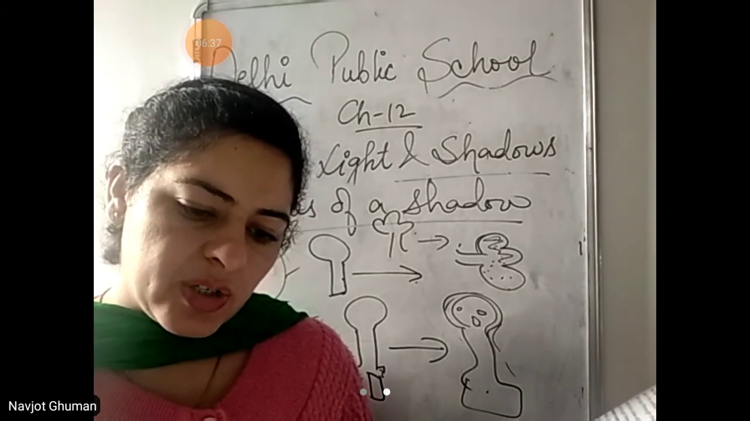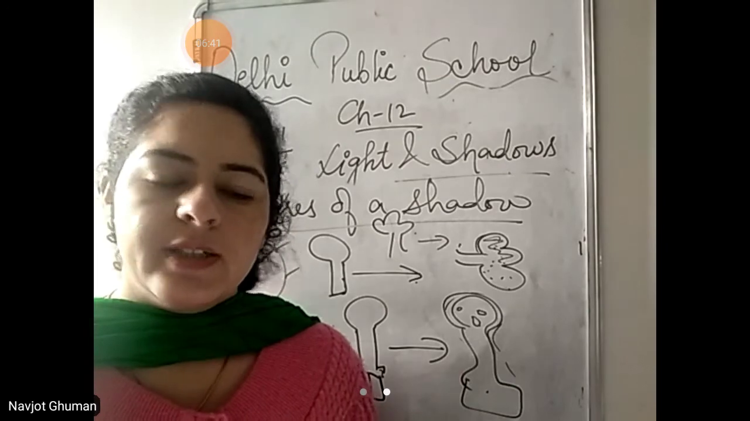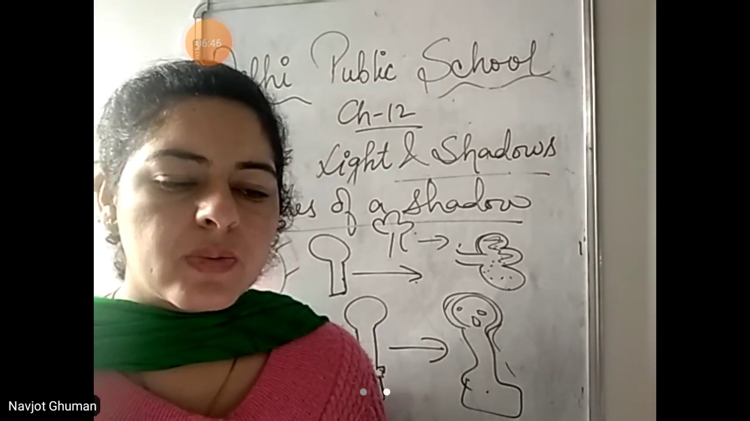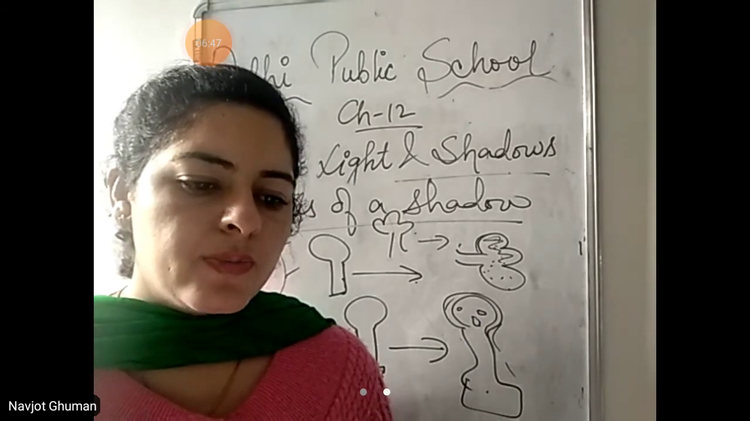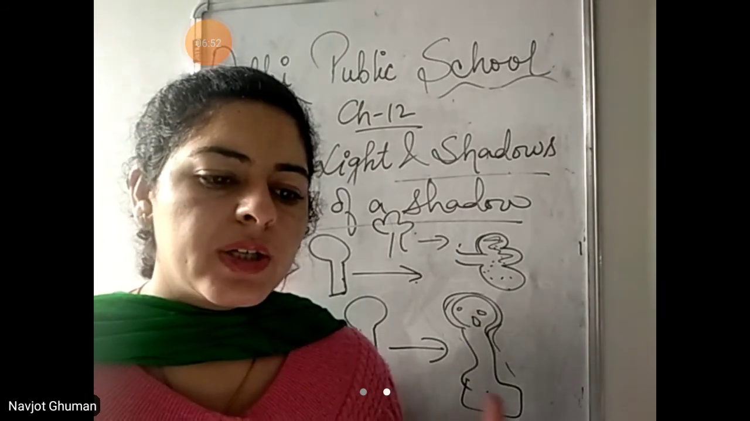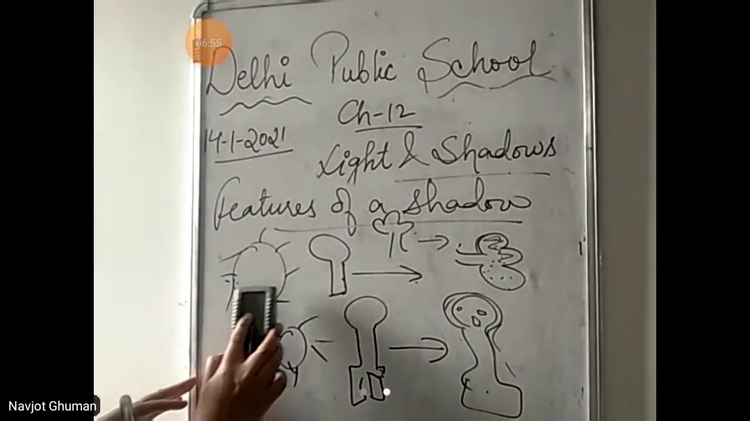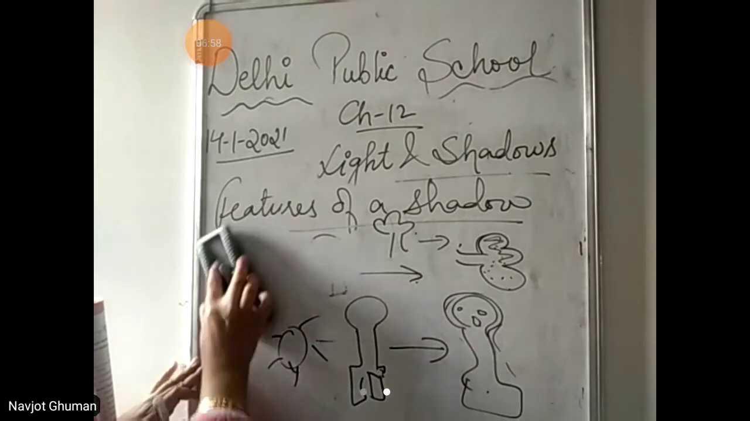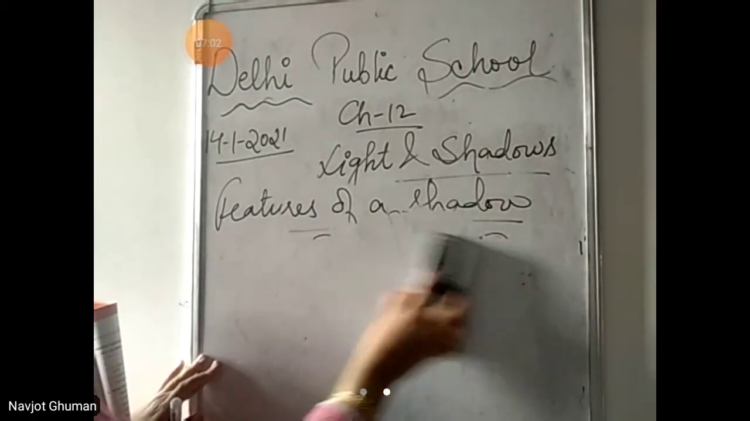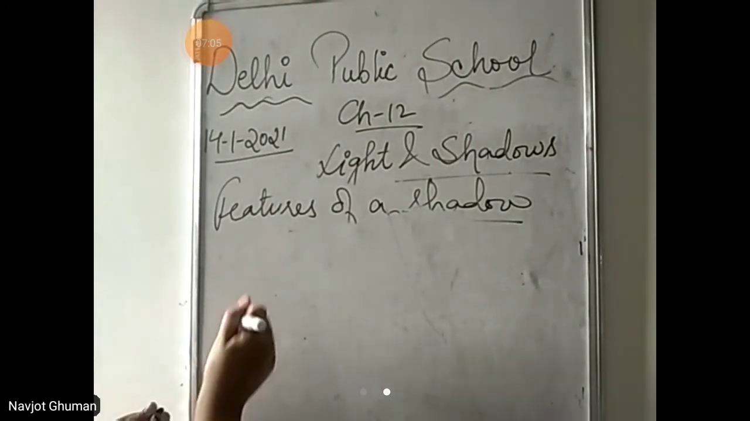The size of the shadow depends on the distance between the object and the source of the light. It also depends on the distance between the object and the surface where it is formed. Shadows formed by the sun are long during early mornings and evenings and shortest at noon. So size of the shadow depends upon the distance between the light source and the object. कि जो light source है and object है आपका, उसके बीच में कितना distance है, उसके ऊपर depend करता है कि what is the size of the shadow.